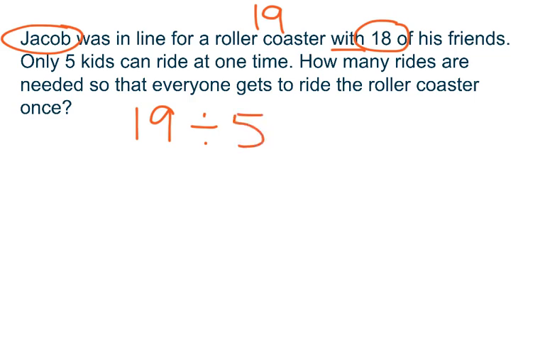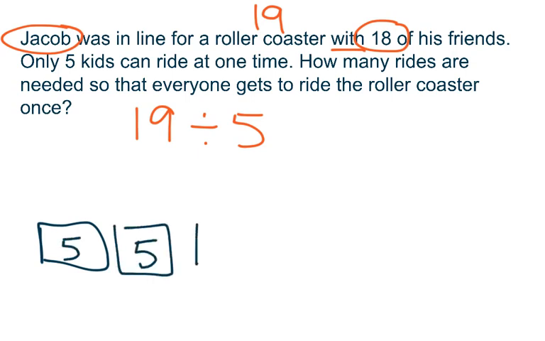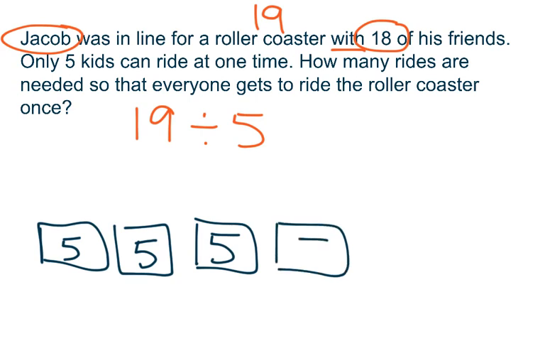If we drew a picture to help us, we would say, okay, well, there's 5 people on one ride, 5 people on the next ride, 5, 10, 15, 20. I don't have 20 people. I only have 19 people. So 5, 10, 15, but then what would happen to those 4 other people? We don't want to leave them behind. They need to ride the roller coaster too.